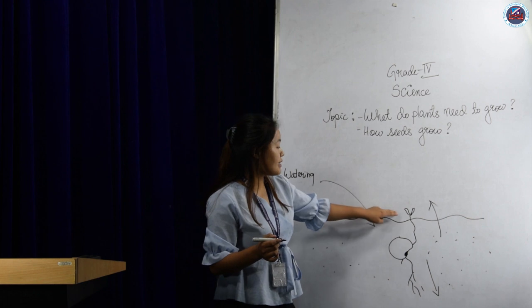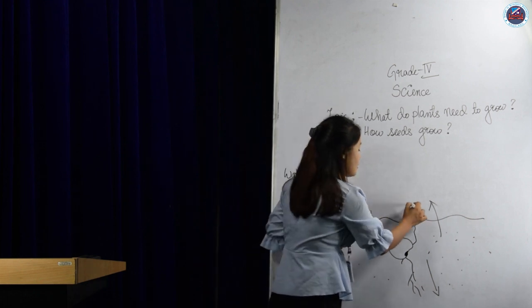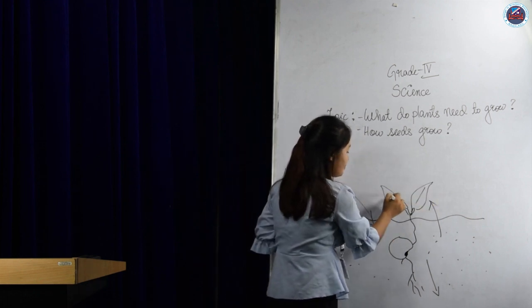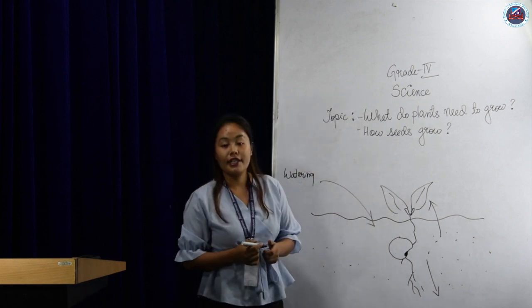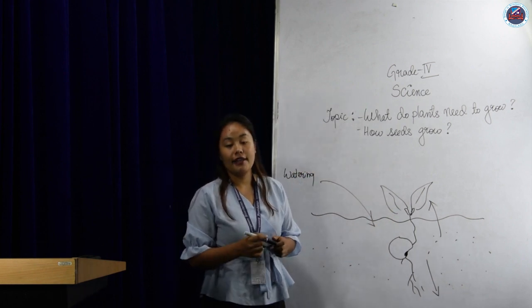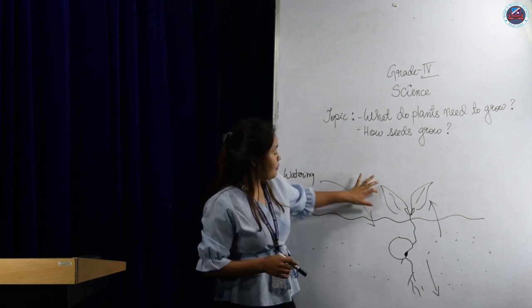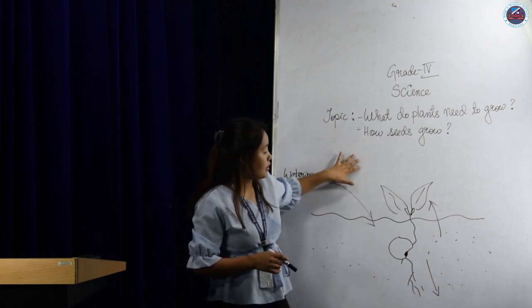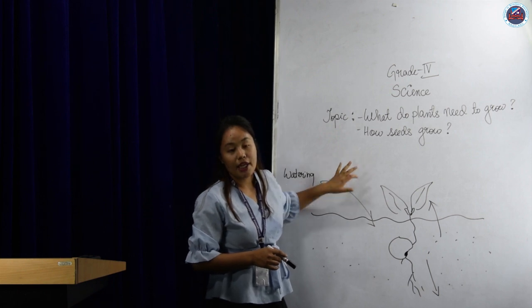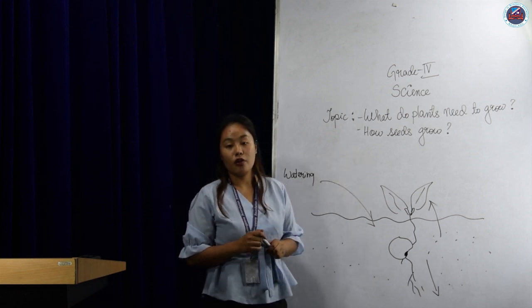After that, the plant starts to grow new leaves. Later on, it creates its own flowers and seeds, and then the cycle of the seed continues. Once the plant has grown above the ground, it can make its own food through the process of photosynthesis.